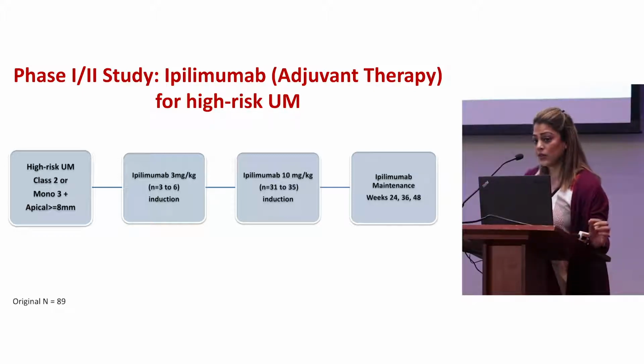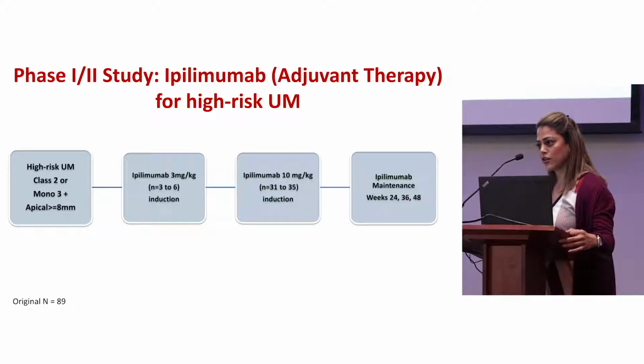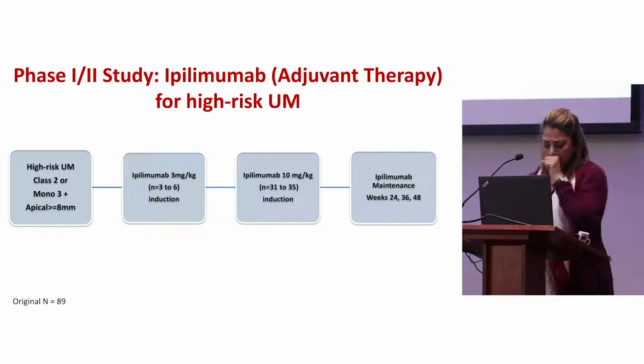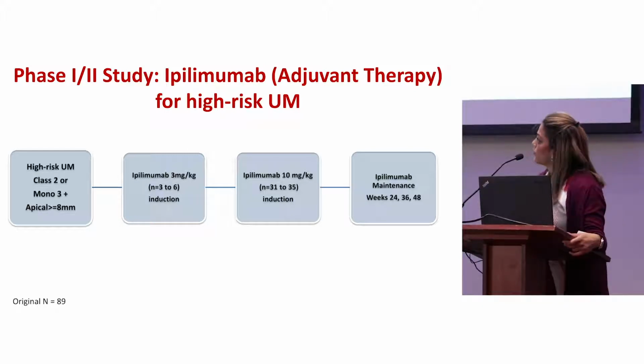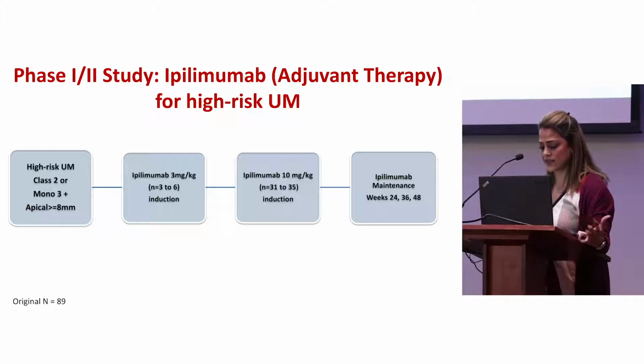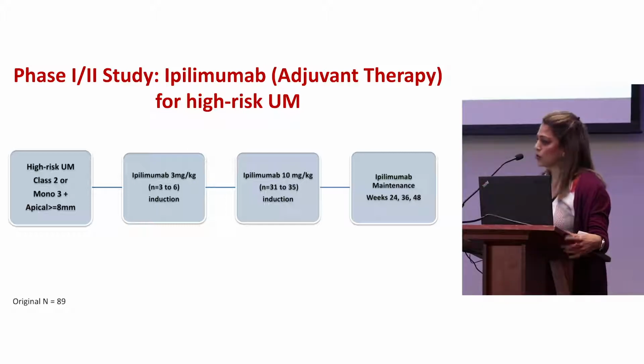It was a dose finding, and so the first 3 to 6 patients received ipilimumab at the standard dose of 3 milligrams per kilogram, and we saw no toxicities, and so the subsequent patients were enrolled at 10 milligrams per kilogram. It was a year of therapy, and so after the 4 doses every 3 weeks, which is the induction period, they received a maintenance period up to a year, so essentially 3 maintenance doses. And our original design for this study, the class 2 cohort and the monosomy 3 apical, looked to enroll about 90 patients, about 30 some in the class 2 and about 50 in the monosomy.